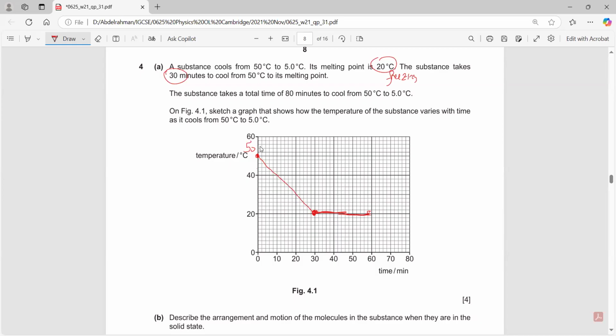After you draw this horizontal line, you need to decrease the time and decrease the temperature all the way to 5 at this point. At this point, it has reached 5 degrees Celsius. So this is what we call a cooling curve. Initially, you had liquid cooling. You don't need to label it. And this is the freezing process, and this is solid cooling, the decreasing temperature of a solid.